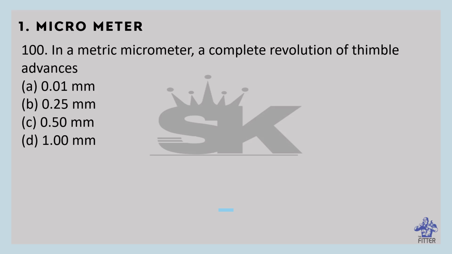In a metric micrometer, a complete revolution of the thimble advances 0.5 mm. So in a metric micrometer, a complete revolution of the thimble advances 0.5 mm.